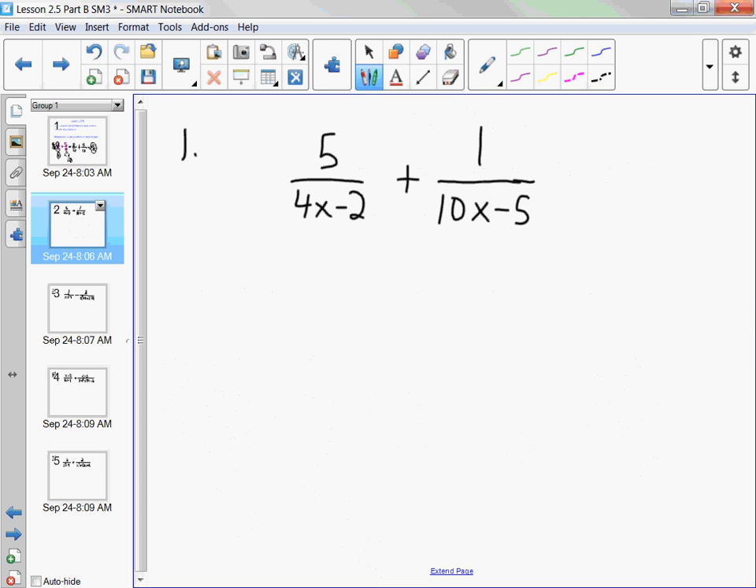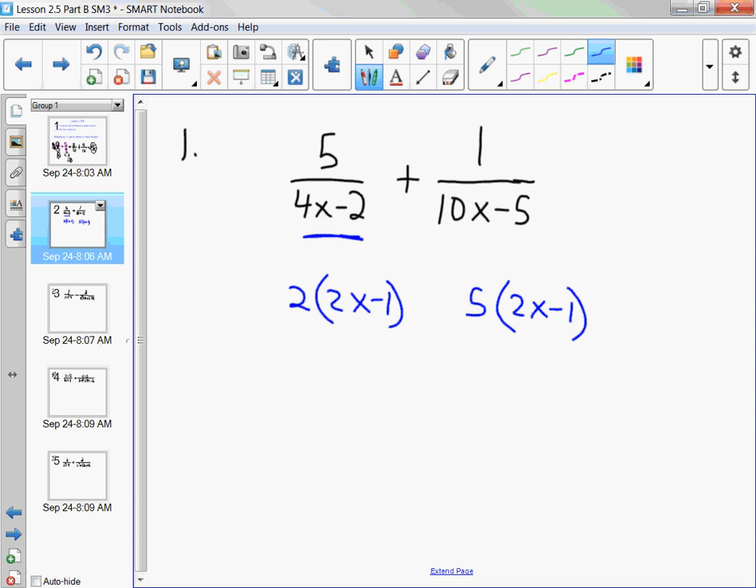Okay, so problem number 1 on the assignment. If you'll pause it and make sure everybody has one of those, go ahead and do this one. If we completely factor the denominators, I notice on this first one right here, the denominator is 4x minus 2. It has a greatest common factor of 2. We factor that out, we get 2 times (2x minus 1). On the second fraction, if we factor out a 5, it has a greatest common factor of 5. We get 5 times (2x minus 1).